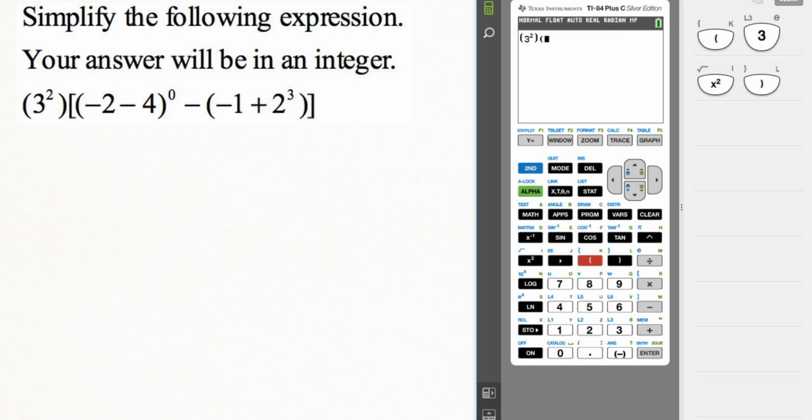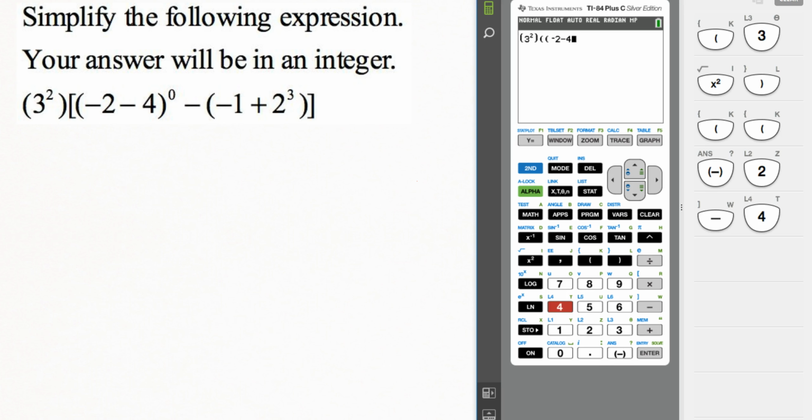Instead of brackets, we're just going to put another set of parentheses. So that's our bracket right there, and then another set to start the parentheses we run into. So -2 minus 4, and then close that parenthesis, and then we want to raise it to the 0 power.